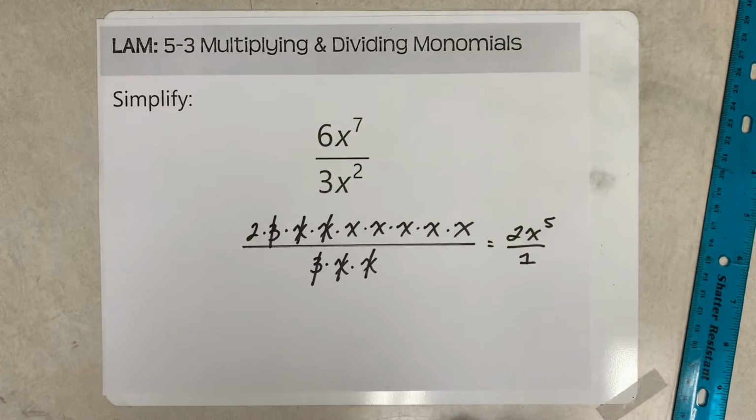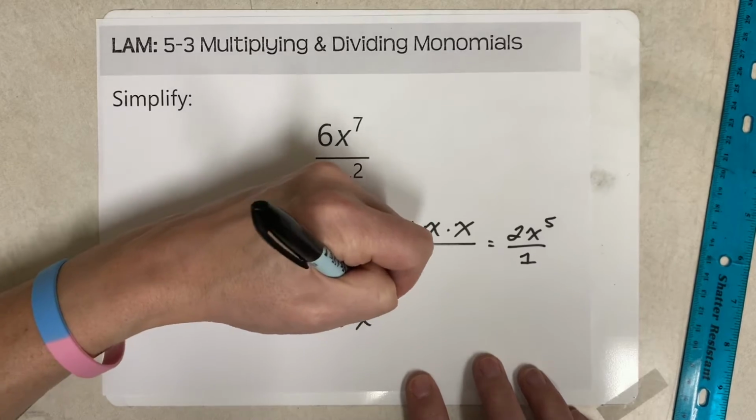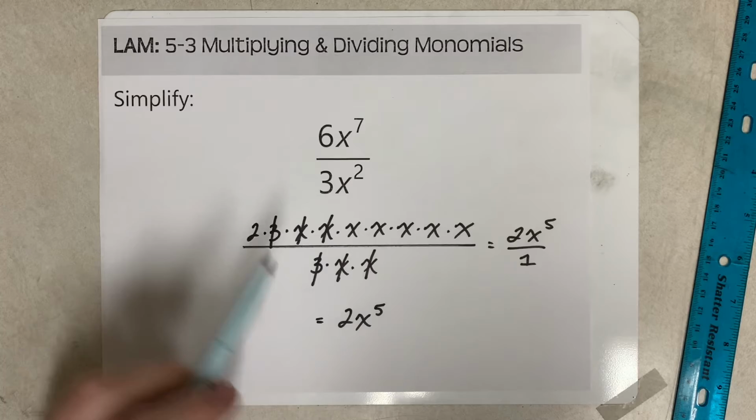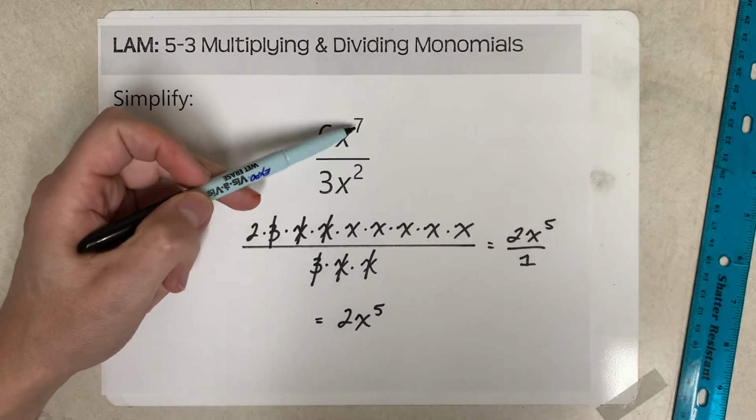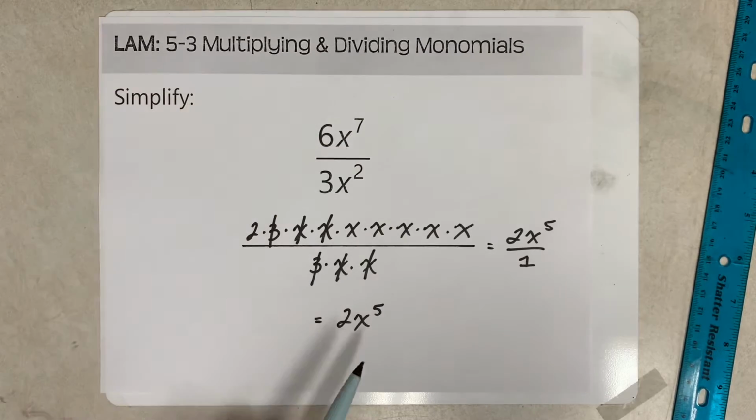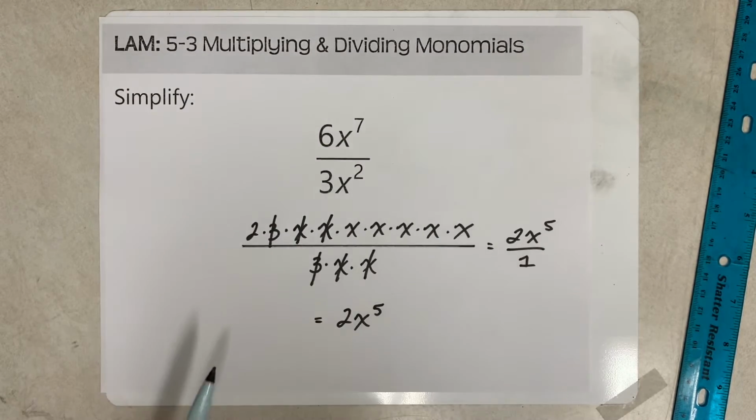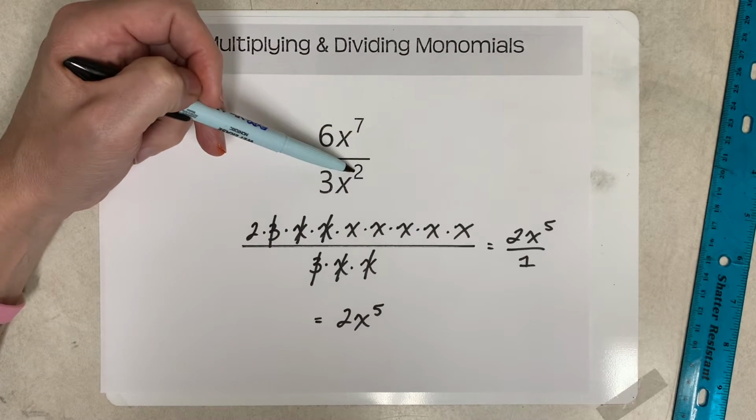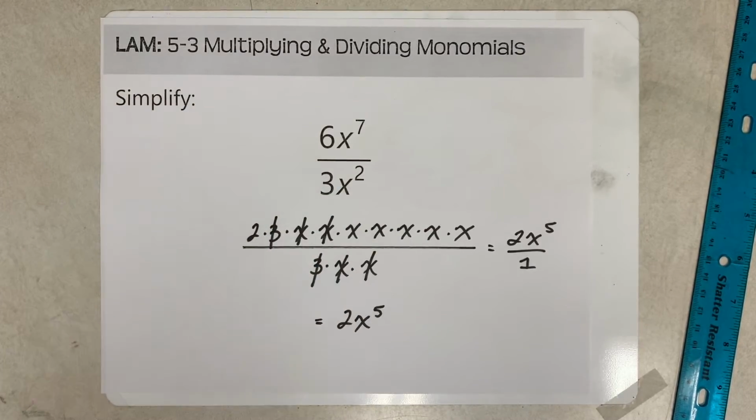You can put a 1 down there, but everybody's going to put down 2x to the 5th as their final answer. But look, 6 divided by 3 is 2. These two x's are going to cancel with 2 of them up here, dropping the 7 down to 5, and that's how we got x to the 5th up here. So instead of writing all this out every time, you can just go ahead and think about it. 7 take away 2 that are going to cancel is 5, and your answer is a lot quicker.